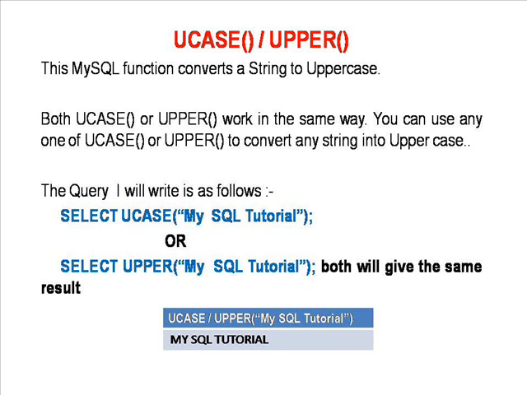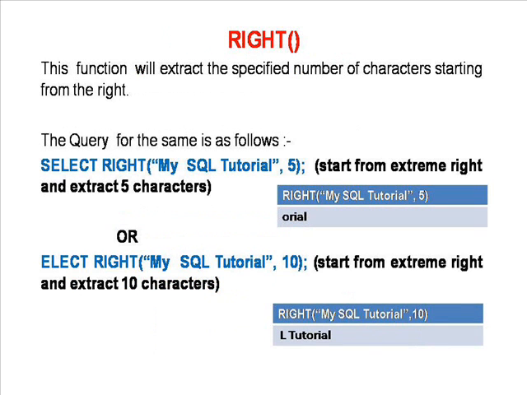But what is the motive of UCase and upper? We are supposed to convert the small letters to uppercase, and the uppercase letters will remain as they are. So the result is displayed in the output given below the query. Please check the result and verify.